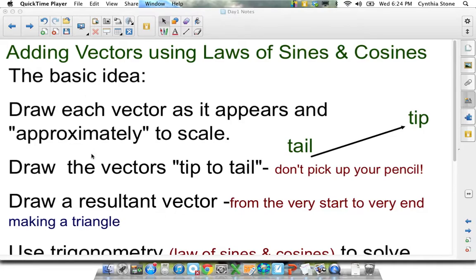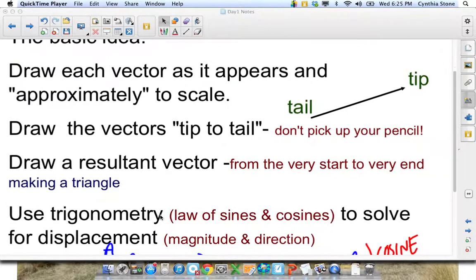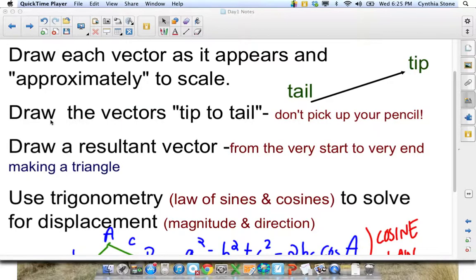So the basic idea is to draw, if I'm adding 2 vectors, draw them approximately to scale. I'm too lazy to ever do anything to scale exactly. Though if you do it exactly to scale, then you can actually use a ruler and a protractor to measure your answer instead of doing the math. But as you draw it approximately to scale, you draw the vectors tip to tail, where the tip is the end with the arrowhead, and the tail is the other end, the back end. When you draw them, you don't pick up your pencil. You draw a resultant vector from the very start to the very end with the goal of making a triangle.